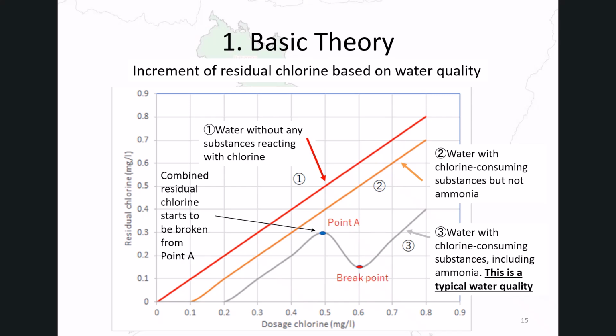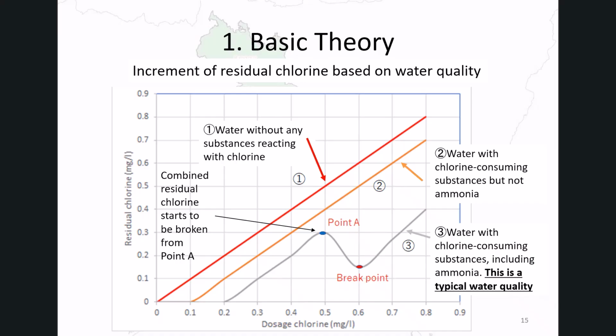Line 2 represents water that mainly contains chlorine-consuming substances except ammonia. Here, chlorine first reacts with those substances, hence the residual chlorine concentration is 0 till some dosage, then it increases linearly. Line 3 represents water that contains both those substances reacting with chlorine, such as organic matter, iron, manganese, or other reducing compounds, and ammonia.